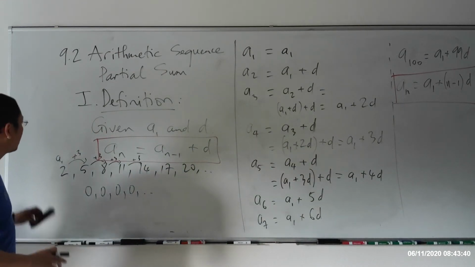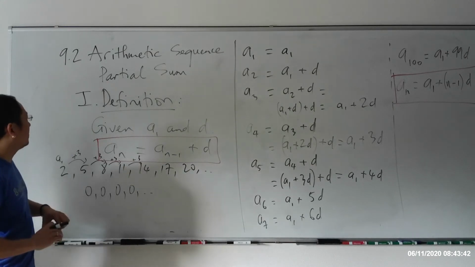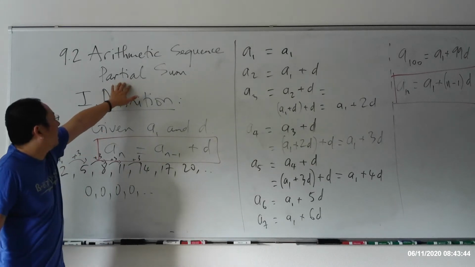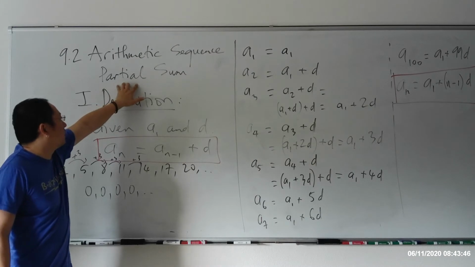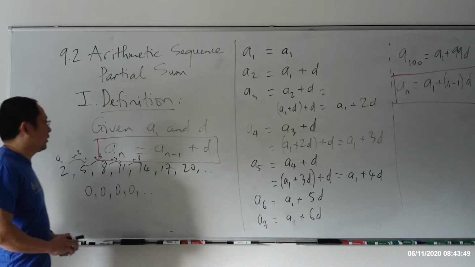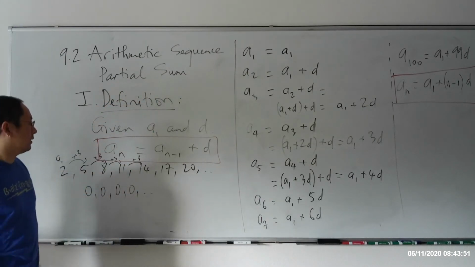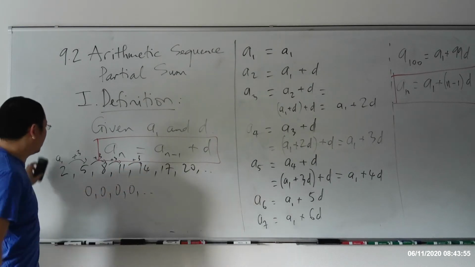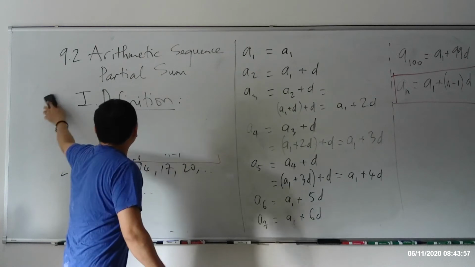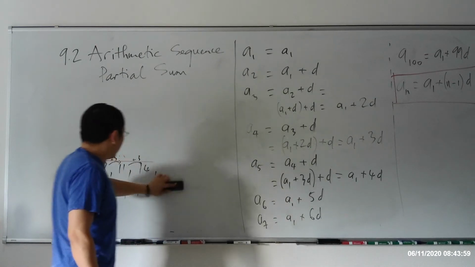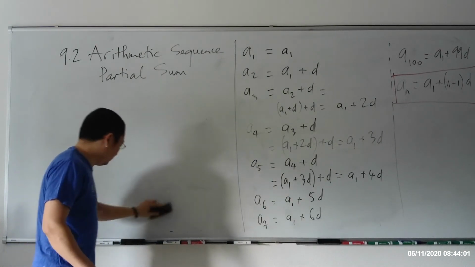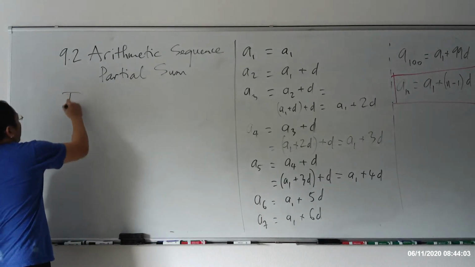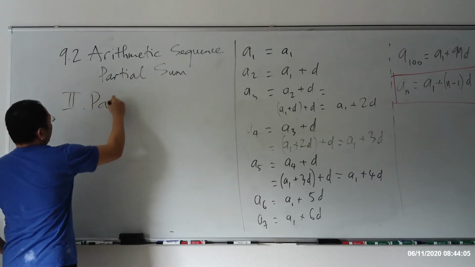All right. So we will not be talking about the series. We can only talk about partial sum. And what is partial sum? We just add a finite number of terms of the sequence, not forever. Okay. So let's talk about the second item, number 2, partial sum.